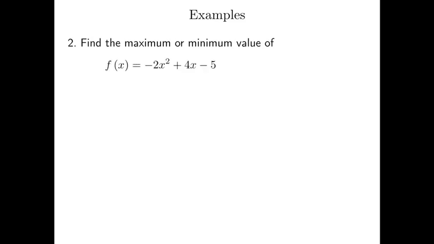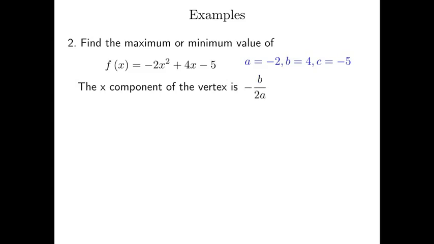Let's look at another example. Again, we're going to find the maximum or the minimum of this function. So f of x equals minus 2x squared plus 4x minus 5. Here we see that a is -2, b is 4, and c is -5. In this example, we're just going to compute the x component of the vertex. Here's another way to solve these. So remember, the x component of that vertex is just -b over 2a. So let's find out what that is. So substituting in with our b and a from this example, we get down to 1. X is equal to 1 for our vertex.